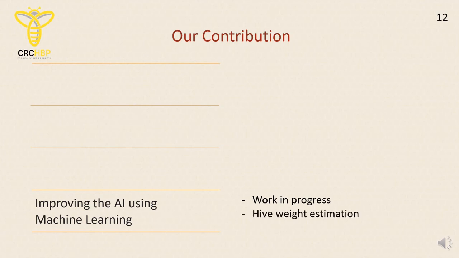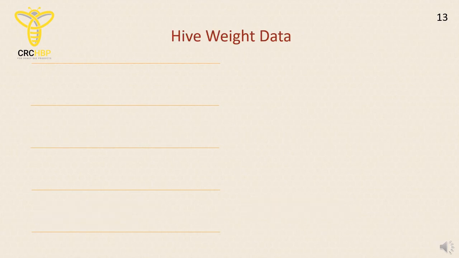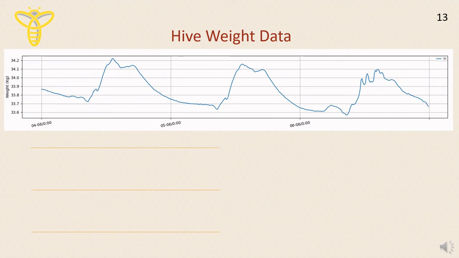Some of the work that we have done is towards hive weight estimation. Weight data of the hive carries important information. Here is the weight data from one of our hives from 4th of June to 6th of June. We can see that weight between 8 and 9 am goes down as foragers leave the hive in large numbers, and they start bringing the pollen and nectar back.